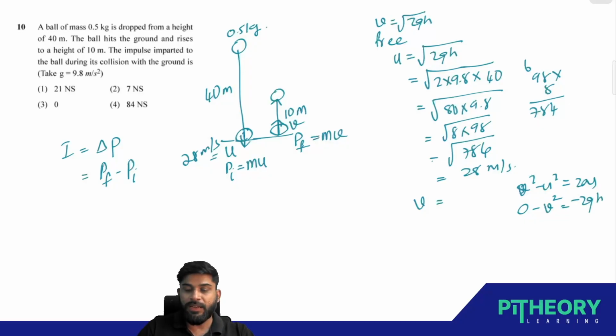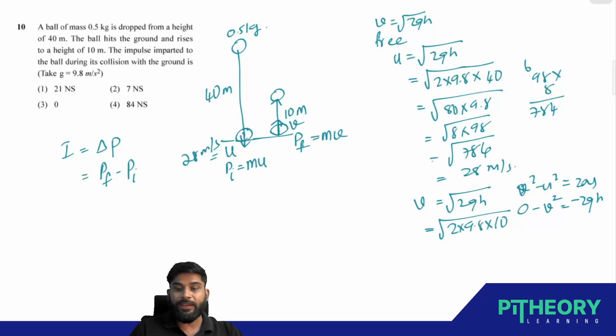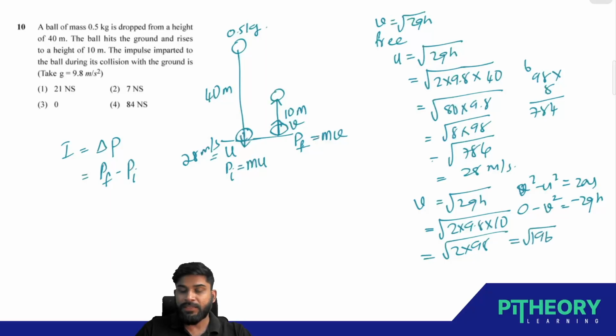Solving this, we can get the velocity with which the body is projected. So that also we are using the same equation only. So what are you going to get? 2 into 9.8 into, to what height is it rising? 10 only. So you'll be getting root 2 into 98. What is 98 into 2? 196, root 196, which is nothing but 14 meter per second. So here we get the initial velocity. Both the velocities we are getting: 28 meter per second, 14 meter per second.